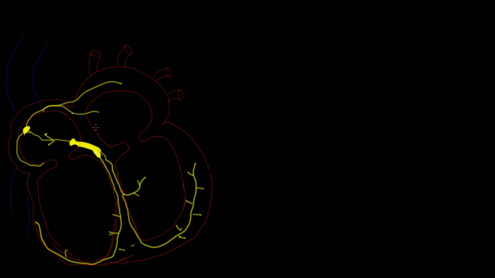So if we assume the SA node is normal, AV node is normal, but let's assume there is a trouble in the left bundle. So the third thing that can happen is this desynchronization of the ventricles, of ventricular beats. How does this happen?